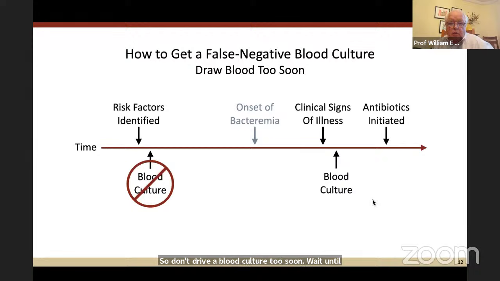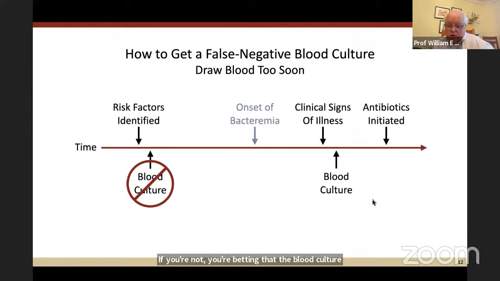I think a reasonable paradigm for deciding whether you think there's a reasonably high probability of bacterial infection is whether you're going to start antibiotics. If you are, then you think that there's a reasonable probability that the blood culture will be positive and it can be drawn. If you're not, you're betting that the blood culture will be negative, and that's not the time to draw the blood culture.